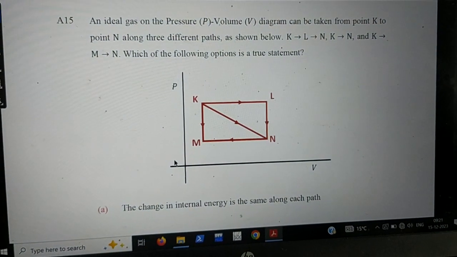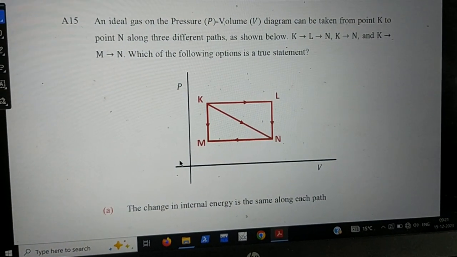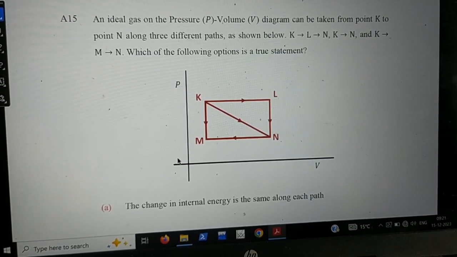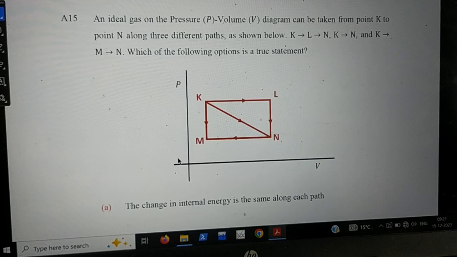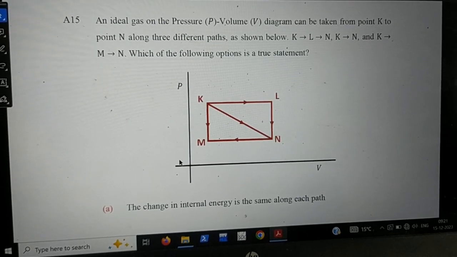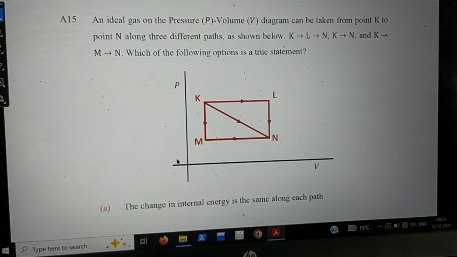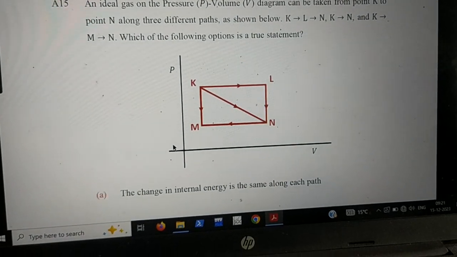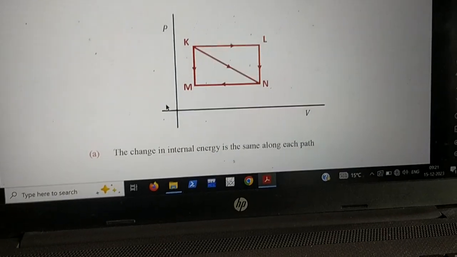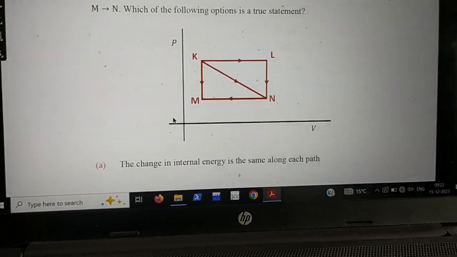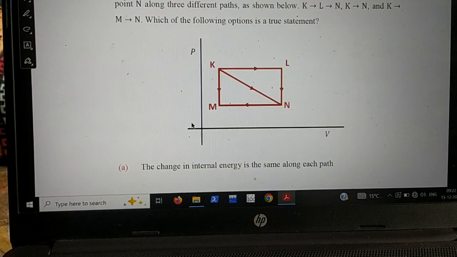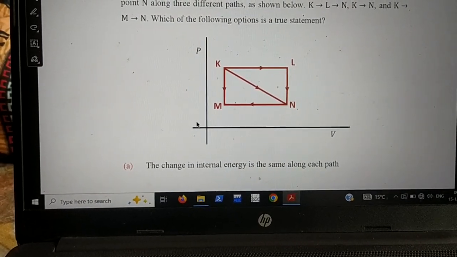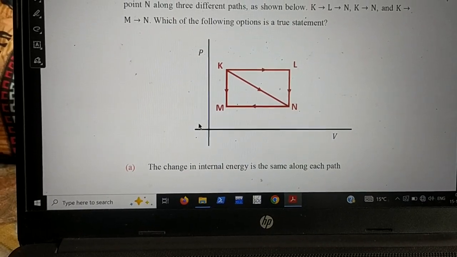An ideal gas on the pressure volume diagram can be taken from point K to point N along 3 different paths as shown below: K to L to N, K to N, and K to M to N. Which of the following options is a true statement? Of course, the change in internal energy is the same along each path, because internal energy is a state function, so it doesn't depend on the path. So option A will be correct. This is pretty simple actually.